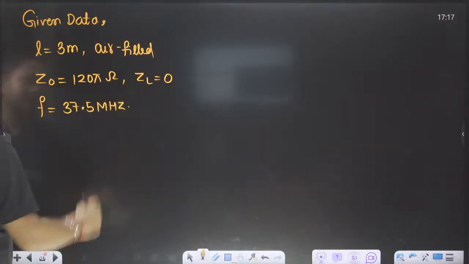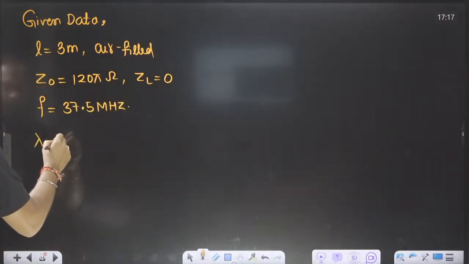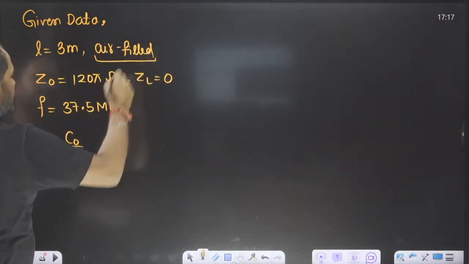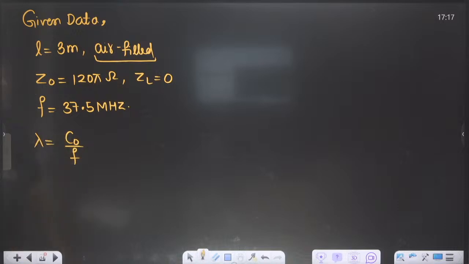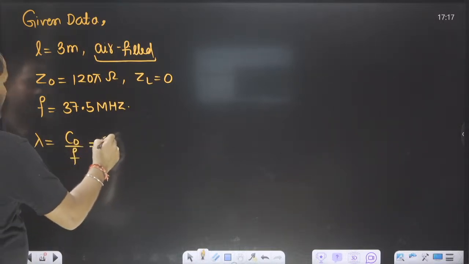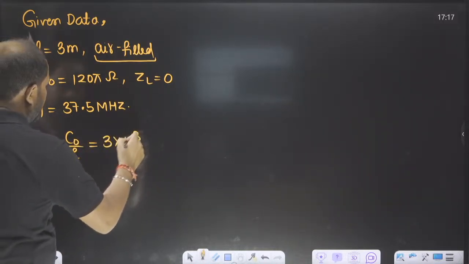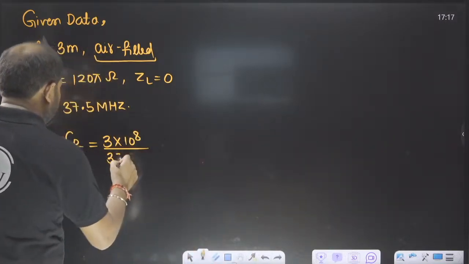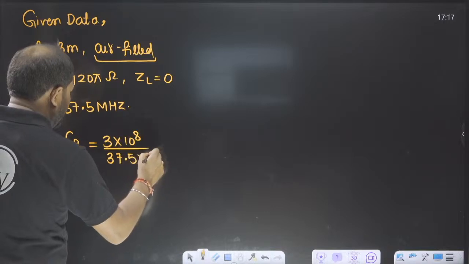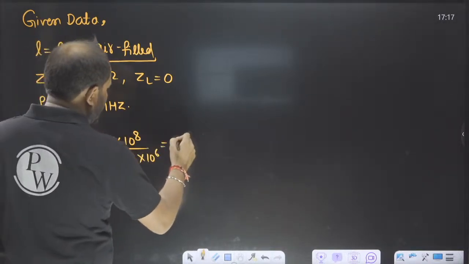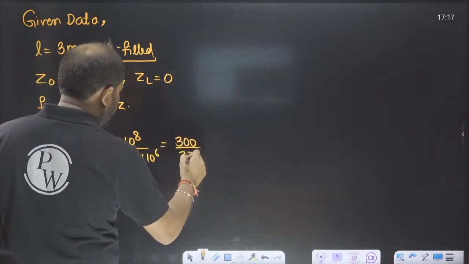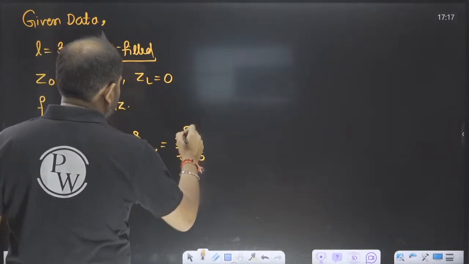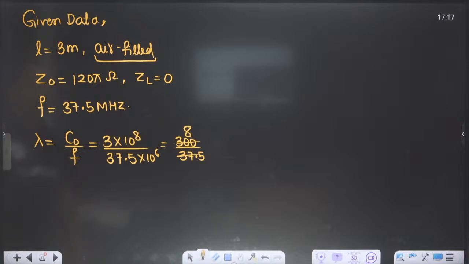First of all you have to calculate lambda, C0 upon F. Why am I taking C0? Because it is air filled. In air, phase velocity is equal to velocity of light. So 3 into 10 to the power 8, frequency is given 37.5 megahertz, 10 to the power 6. So it will be 300 divided by 37.5, and it should be cancelled out by 8.